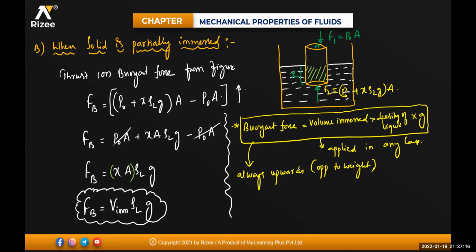See it once again, beta. Whenever a solid is partially immersed, how do you calculate the buoyant force? Buoyant force will be equal to volume immersed into density of liquid into G. Is this clear? Any doubt in this one, beta? Is this clear, beta? Yes, sir. Sure.